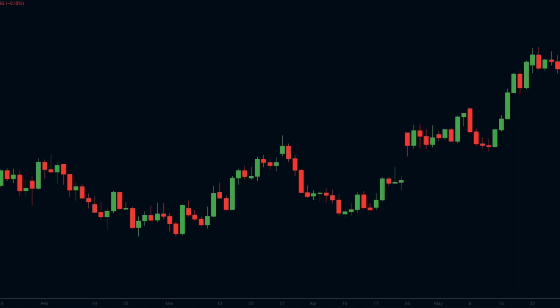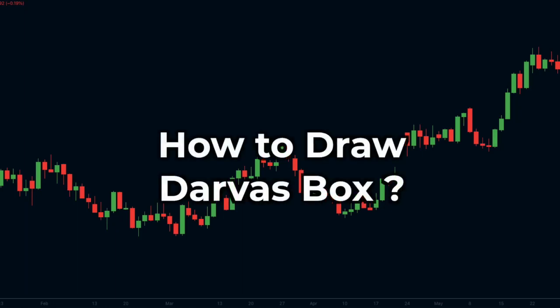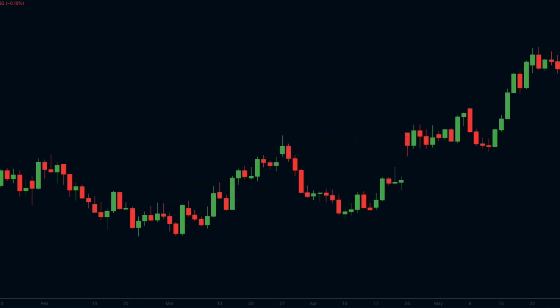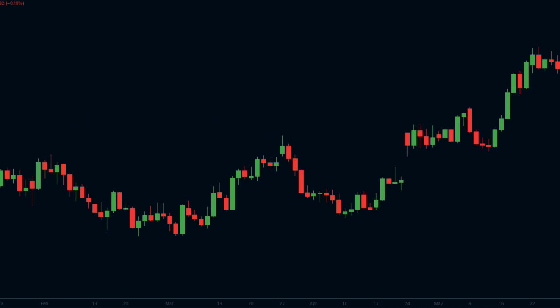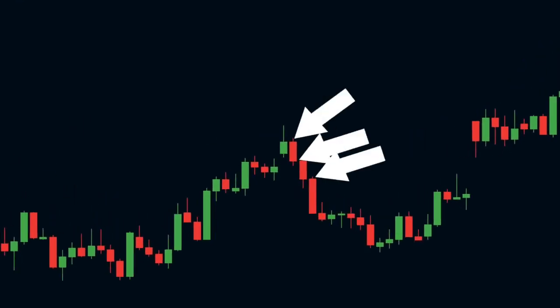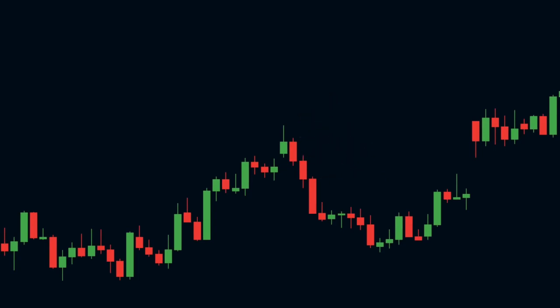So your first question might be, how do I draw a Darvas box? To draw a Darvas box, we first need the price to make a new 52-week high or an all-time high. After the high is created, the market must not break above the high for the next 3 days. After these conditions are met, the upper boundary of the box is set.